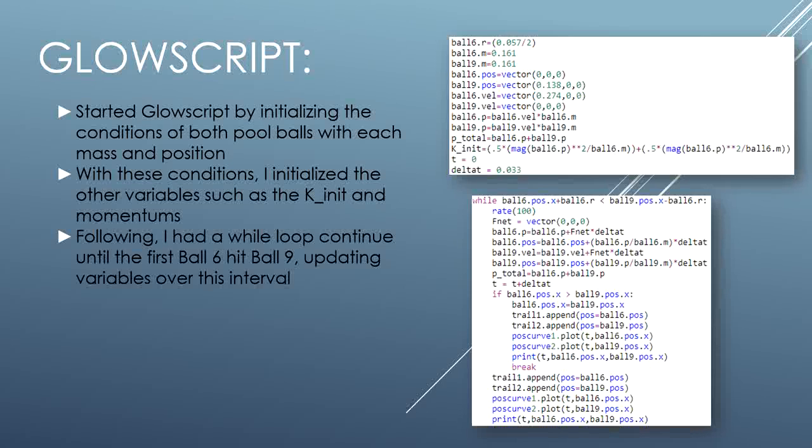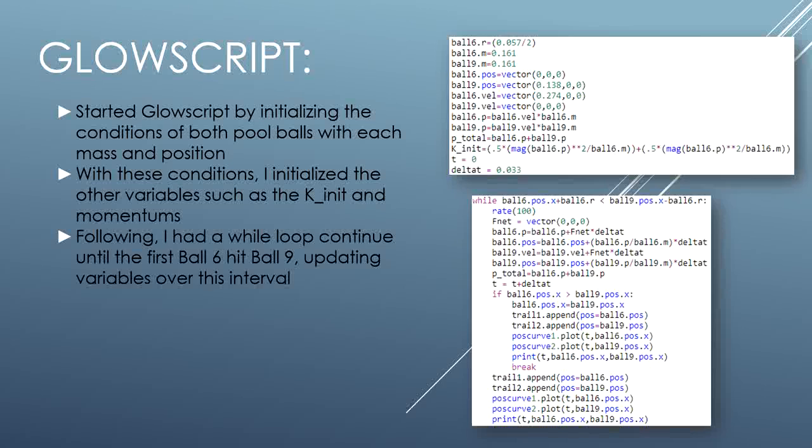I began by initializing many of the variables of the balls, such as their masses, which are both represented by ball 6.m and ball 9.m. Additionally, I included their initial positions as well as their velocities, which I obtained by taking the average change in position of each ball over the first few frames of Tracker, while also remembering to calculate the initial kinetic energy in order to compare later to the final kinetic energy to determine elasticity.